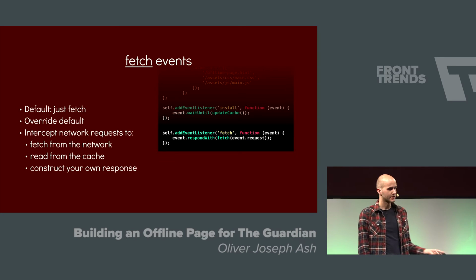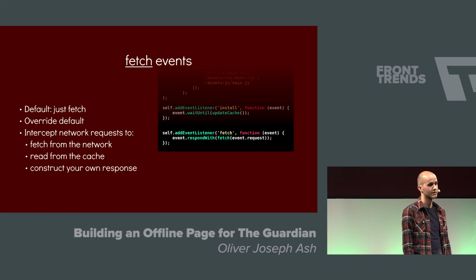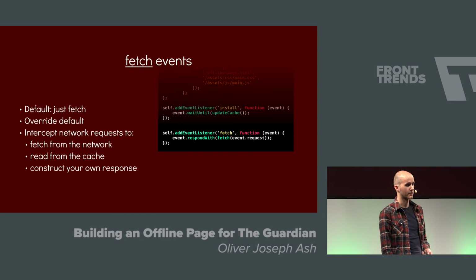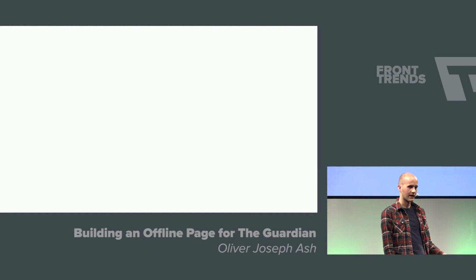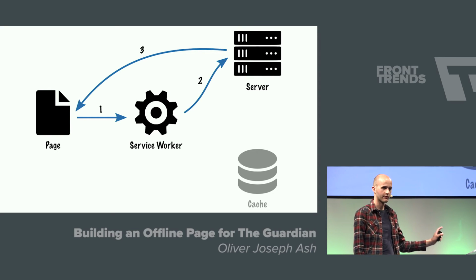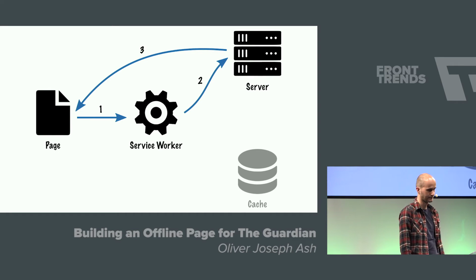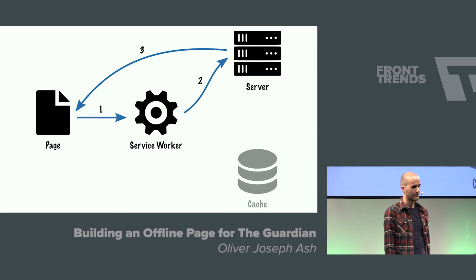But you could do anything in this event. You could bypass the network altogether and go straight to the cache, or you could construct your own response. So now we have a fetch event, and all requests will be routed through the service worker. It's still not that useful, but we're taking baby steps here.